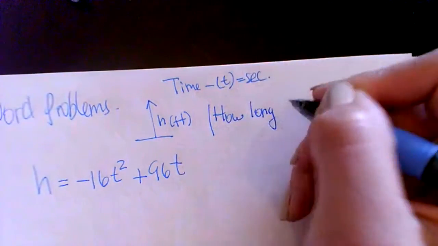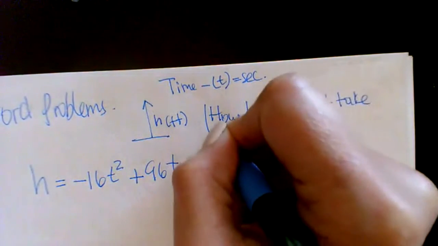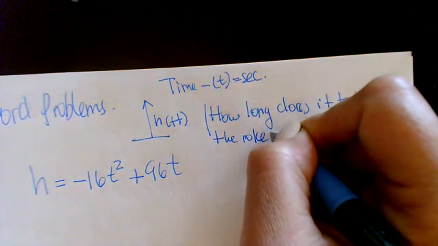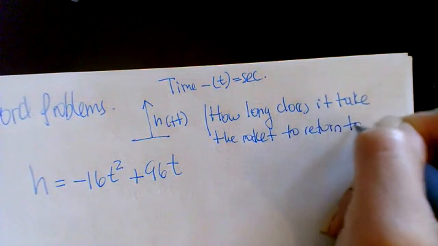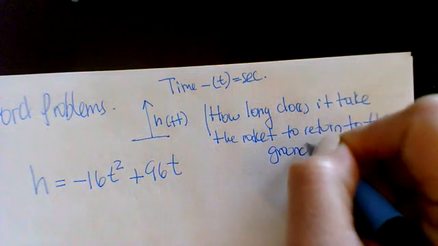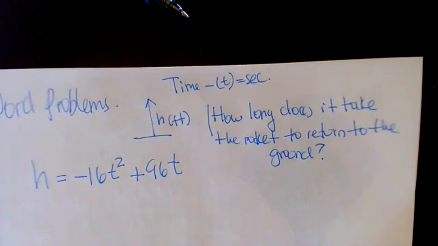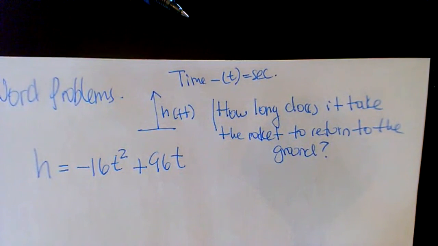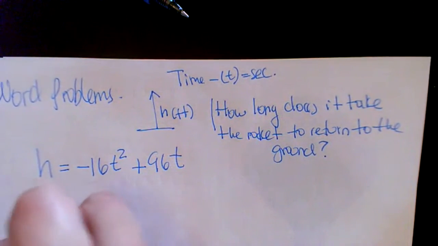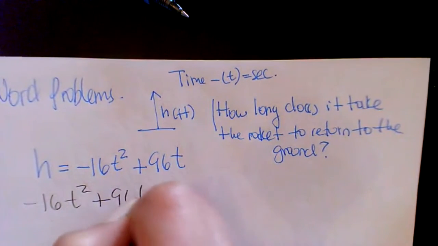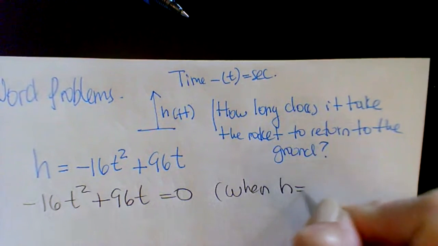How long? So we're going to measure the time for the rocket to return to the ground. Okay? So first, because I do not want a negative coefficient right here, I don't want to do that. And this happens when the height is 0.